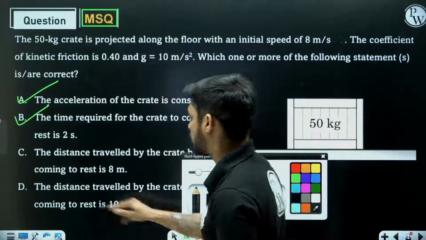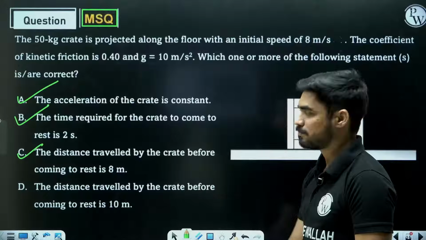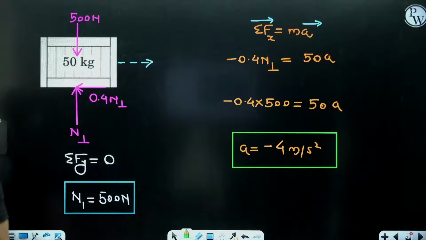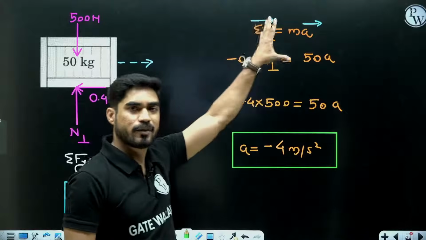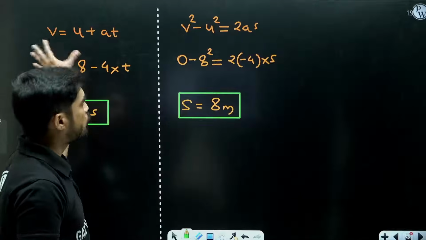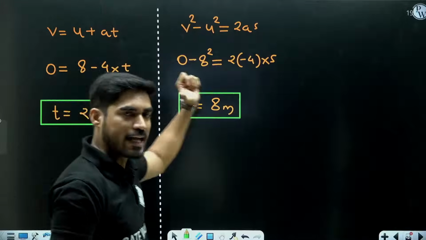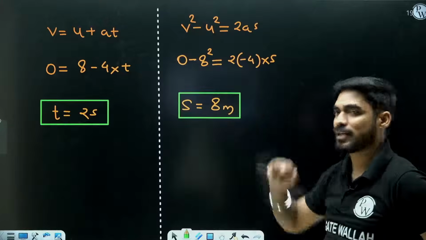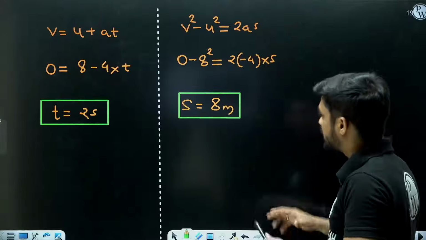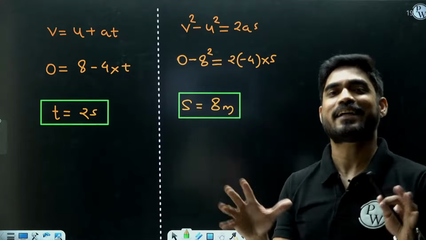So this statement is also correct. Last statement is distance traveled by the crate before coming to rest is 10 meters. So this is wrong. Now you can see that in problems of kinetics, we have used the relation between force and motion variables, and we have also used the relation between motion variables. This is the concept of kinematics. Once you got the acceleration, then you use the concept of kinematics. So you are using the relation between force and motion variable. You are also using the relation between motion variables. Okay. So this is kinetics.